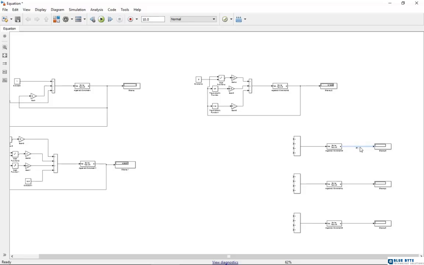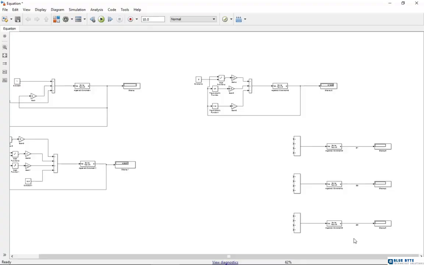This is z1, z2, and z3. Now, I think after defining these z1, z2, and z3, the simulation will be easier.